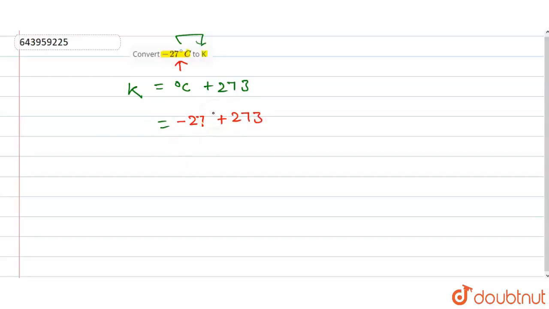Okay. If you subtract this from this, it will give you 246K. So you can say that minus 27 degrees Celsius is equal to 246 Kelvin.